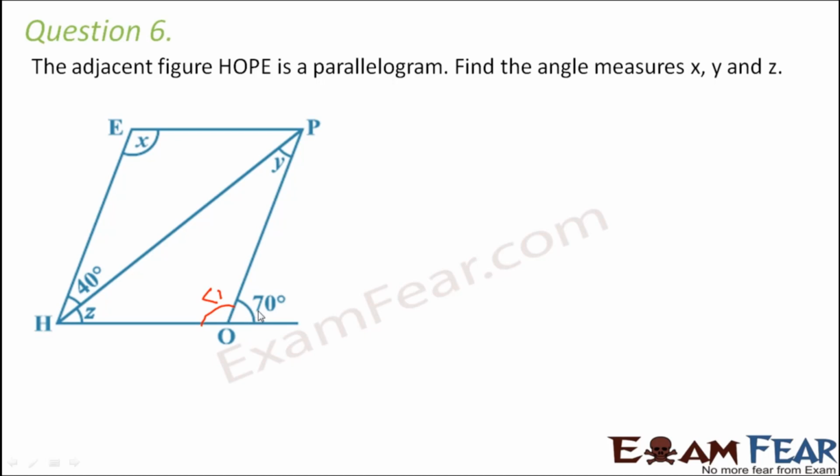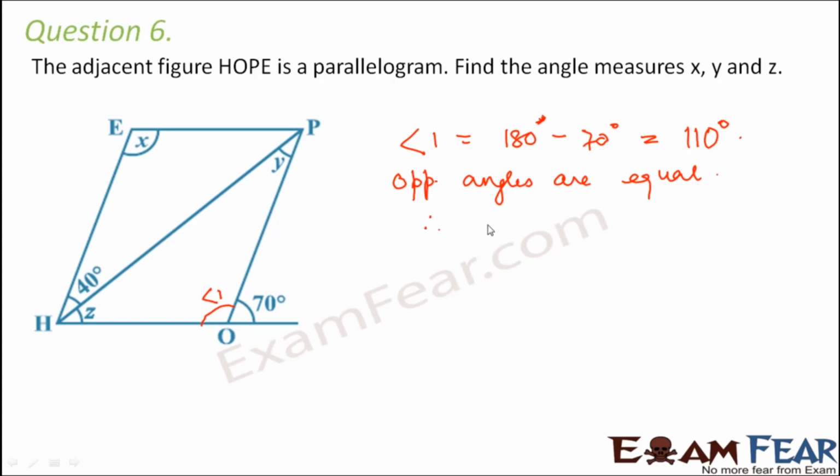Now if you see here, angle 1 plus 70 degrees will be equal to 180 degrees, right? Because this is a straight angle. Therefore, angle 1 will be equal to 180 degrees minus 70 degrees, which would be nothing but 110 degrees. Now, as per the property of parallelogram, we know that opposite angles in a parallelogram are equal. Therefore, we can say that x will be equal to angle 1, which is equal to 110 degrees. Therefore, the value of x would be 110 degrees.